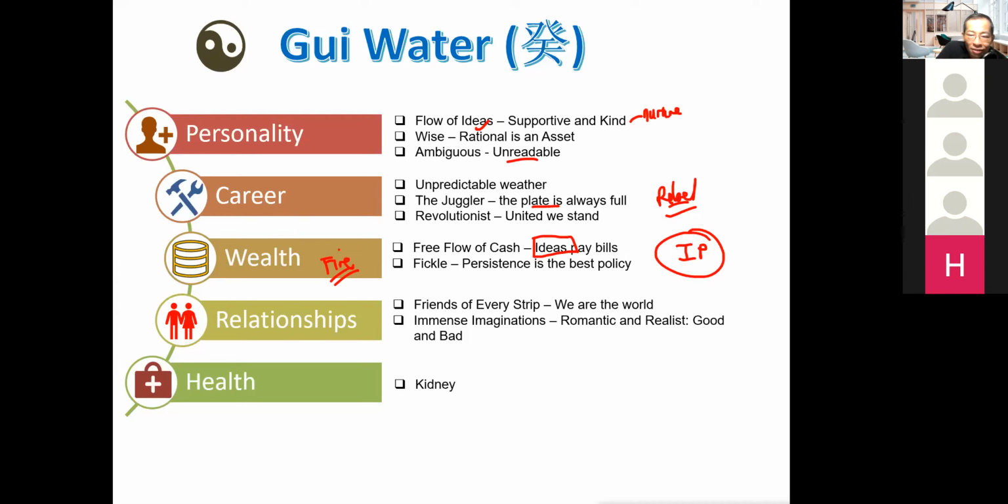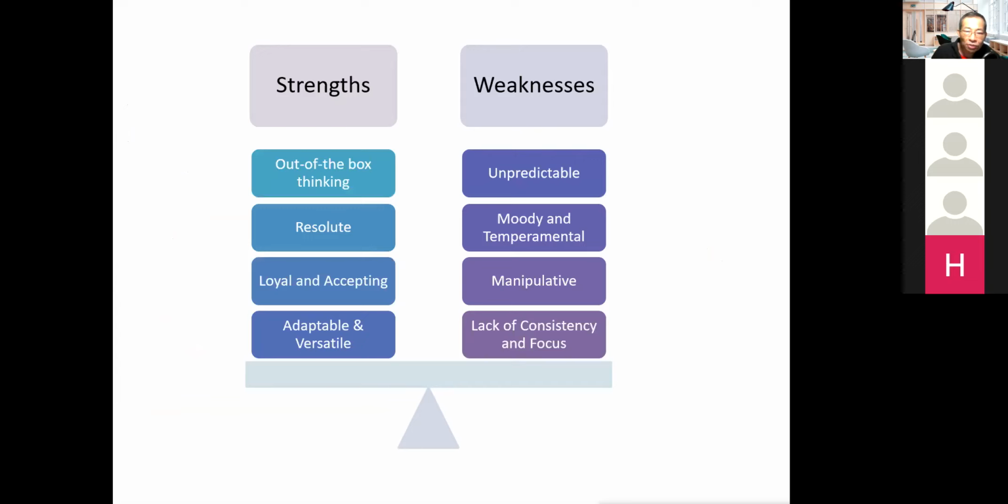The Gui water is about intellectual property. It's about selling ideas, teaching, providing. That's support. So that is the strength of the Gui water. And because water is shapeless, they are friends to almost everybody. That's why they end up being more popular, because they like to be friendly. They try not to make any enemies. These are not the aggressive people, but it depends on whether they are good or not as it comes along.